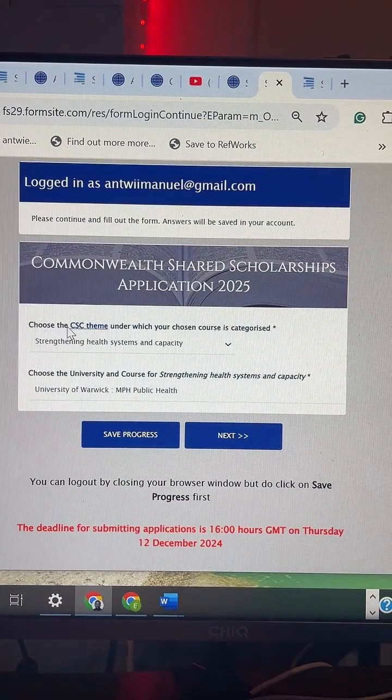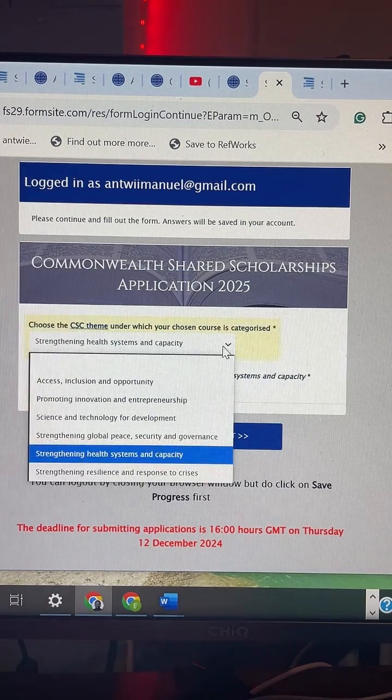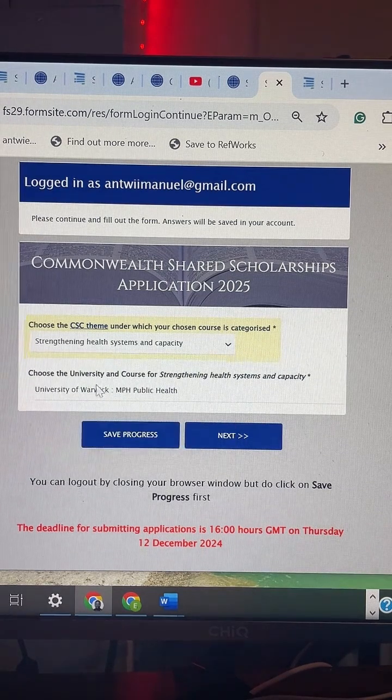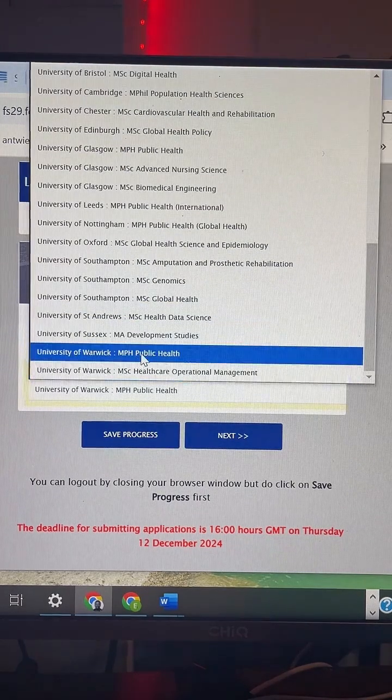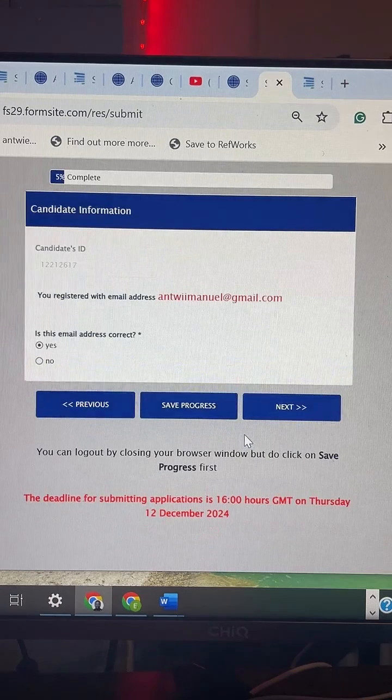So when you open, it shows I've logged in. So choose the CSC theme, the theme that we looked at, the 6. So I have selected this one, strengthening health systems and capacity, as my theme. And then choose the specific course or the university for strengthening health systems and capacity. And I've selected the University of Warwick, MPH, Public Health, just for the purpose of this session.